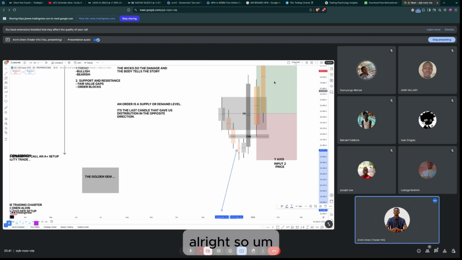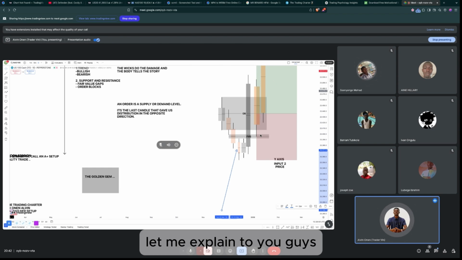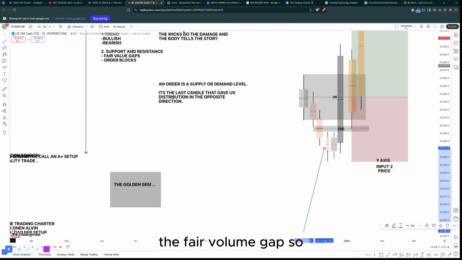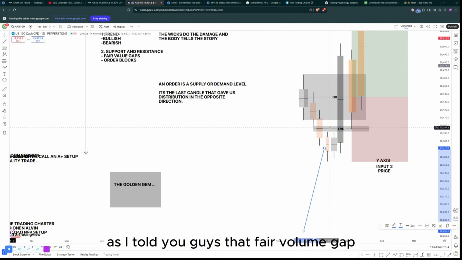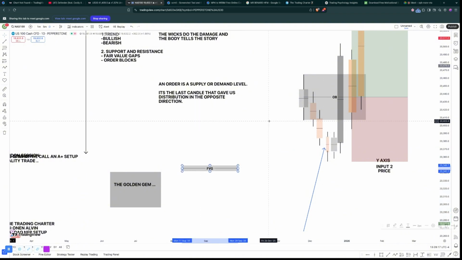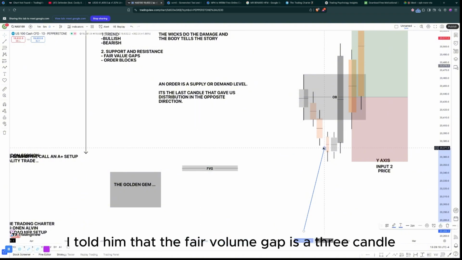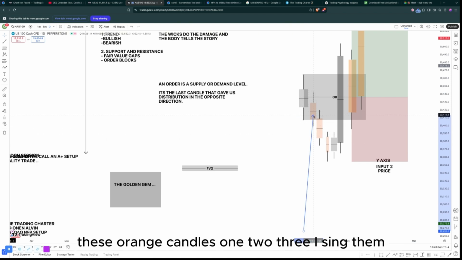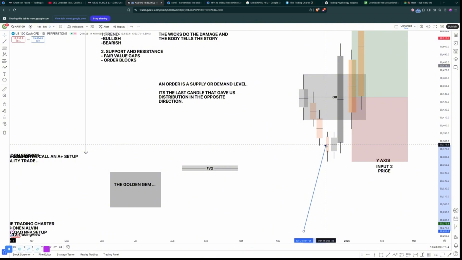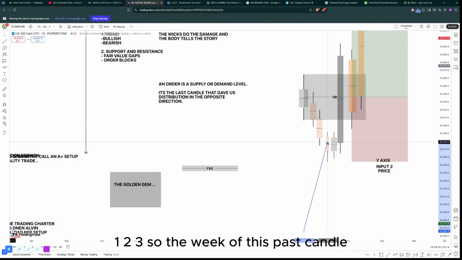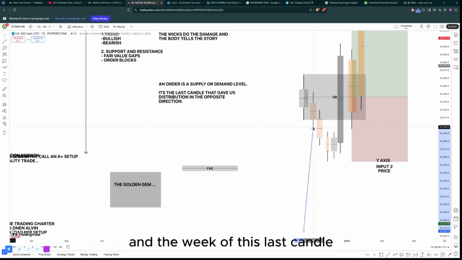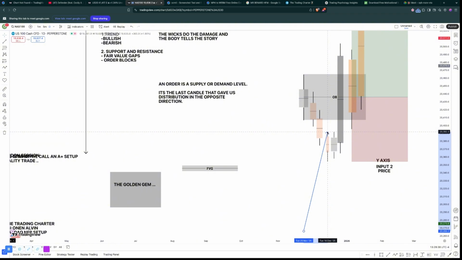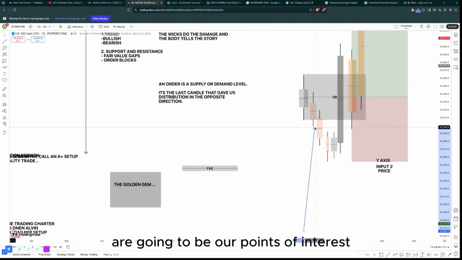Alright, so let me explain to you guys the fair value gap. As I told you guys, a fair value gap, let me first remove this. I told you that a fair value gap is a three candle formation. Are you seeing these three candles, these orange candles? 1, 2, 3. Are you seeing them? 1, 2, 3. So the wick of this first candle and the wick of this last candle are going to be our points of interest.